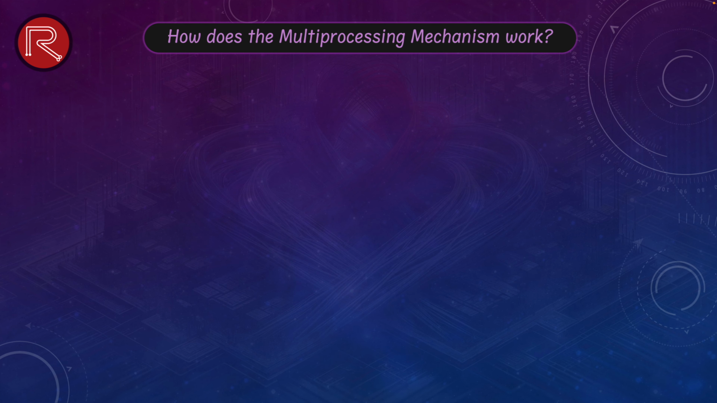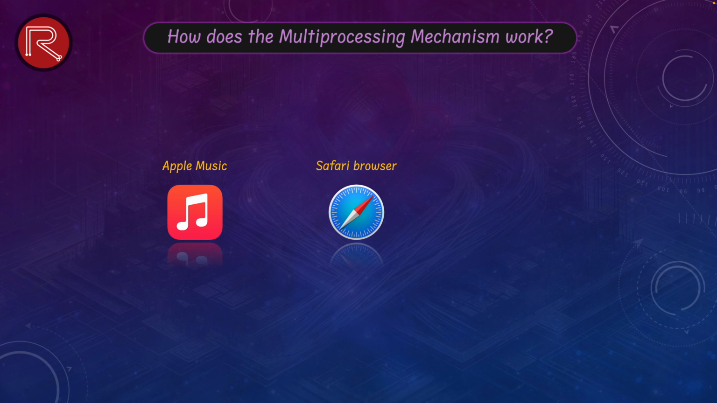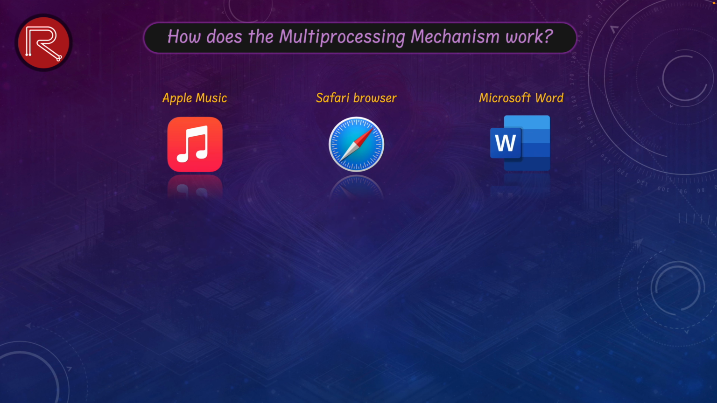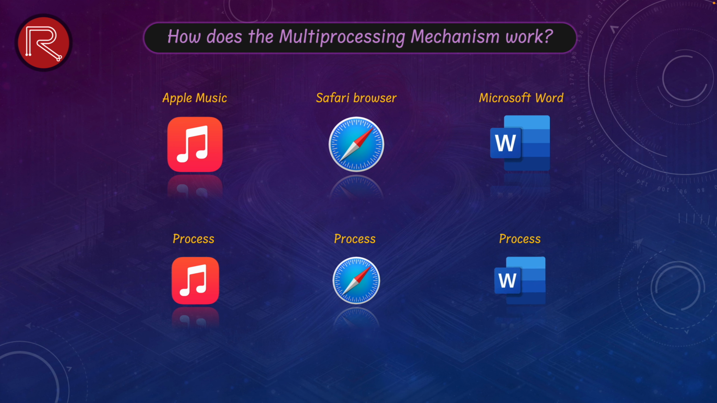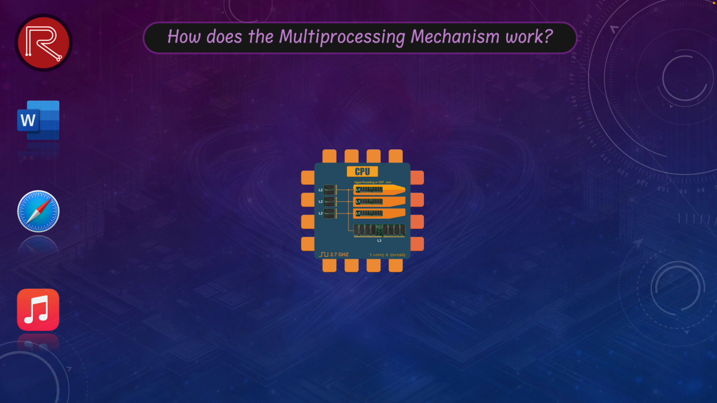To explain this, I'm going to use three software: Apple Music, Safari browser, and Microsoft Word software. From each software, I'm going to call one process: an Apple Music process, one Safari browser process, and one Microsoft Word process. Also, I'm going to use a CPU like the one I used in the previous tutorial.